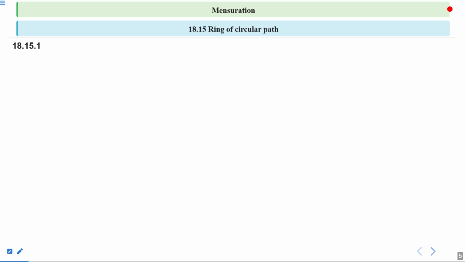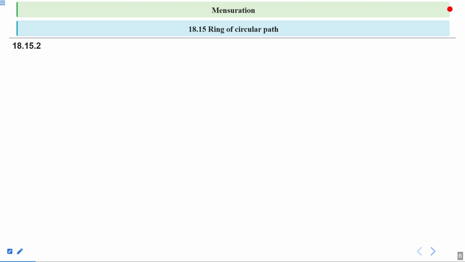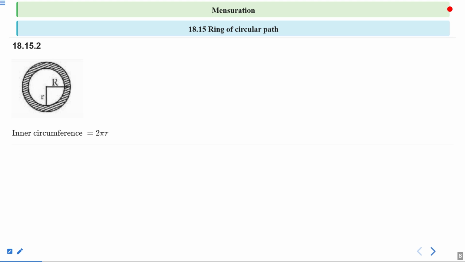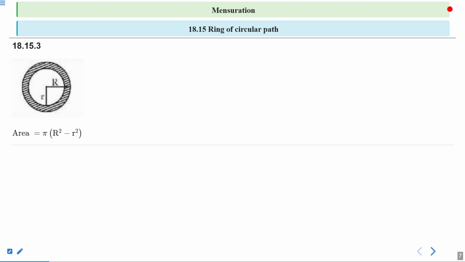Ring of a circular path. So the formula is 18.15.1. So this is the diagram of a ring of a circular path. So the outer circumference will become 2 pi capital R. Next one, ring of the circular path. So this is the diagram. And the inner circumference will become 2 pi small r. Next one, in ring of the circular path 18.15.3. So this is the diagram. We can calculate the area of the circular path, which is pi multiplied by capital R square minus small r square.